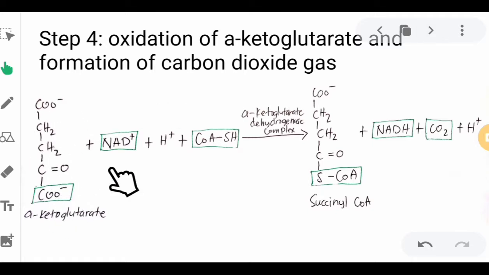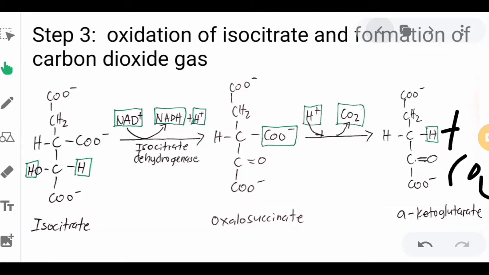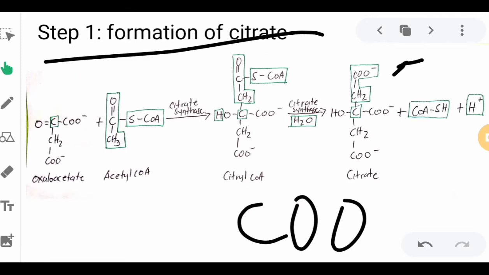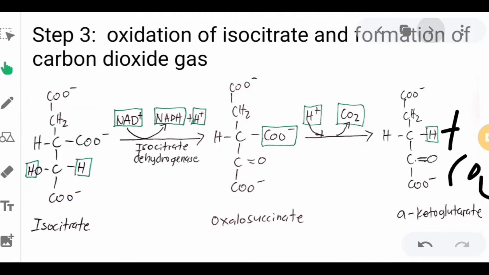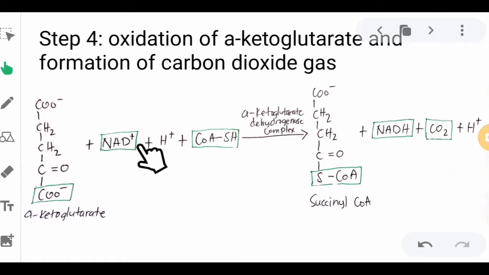So we will be using the NAD plus the hydrogen ion, which you will obtain from step 1. We will be using the byproducts here, coenzyme sulfhydryl and the hydrogen ion. So that is here for step 4. We will be using the oxidized form of the nicotinamide adenine dinucleotide plus the hydrogen ion and the coenzyme sulfhydryl from step 1.